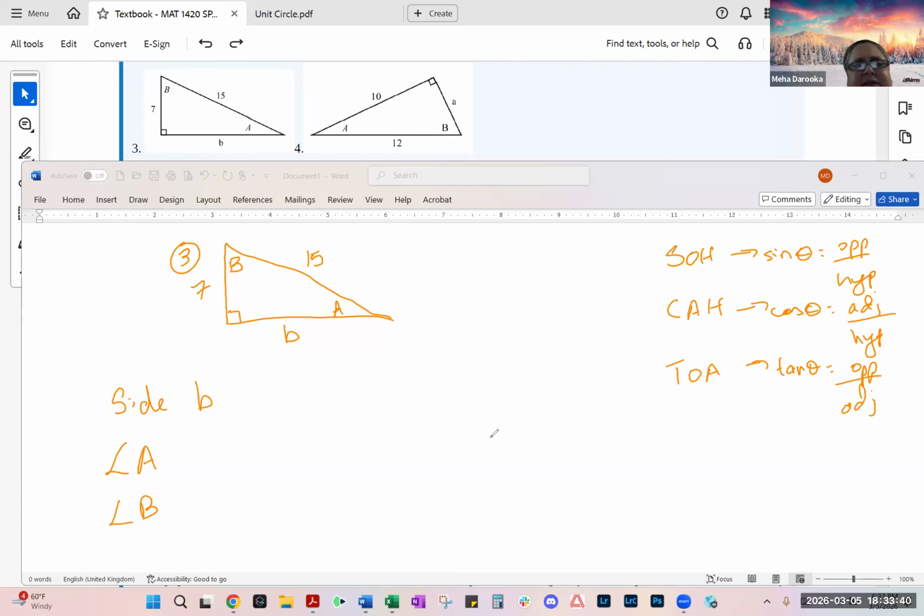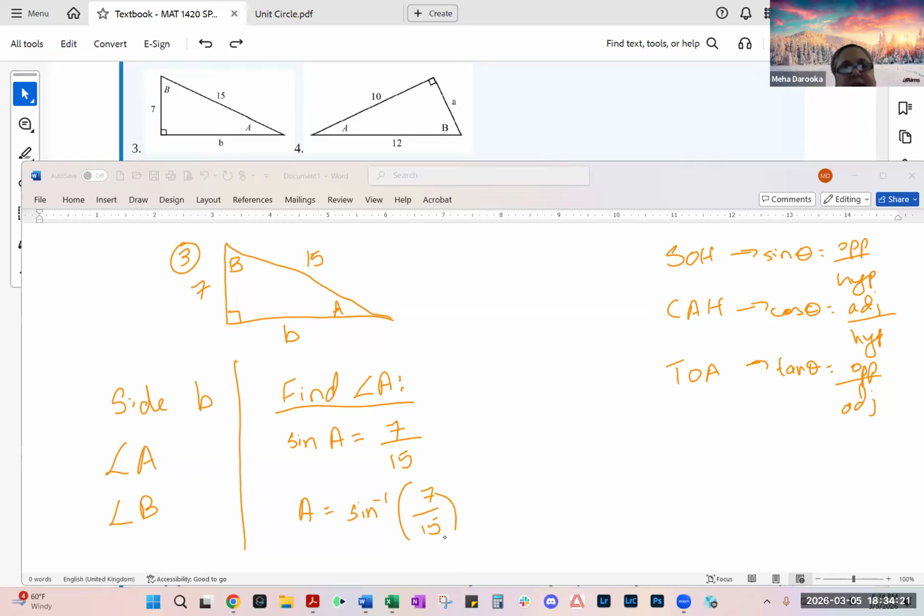Let's start with angle A. For angle A, the opposite side is 7, so you want the sine function, because sine is opposite over the hypotenuse. The hypotenuse is 15. We do not know angle A, so this is where the inverse function comes in. To find angle A, we use the sine inverse function of 7 over 15.